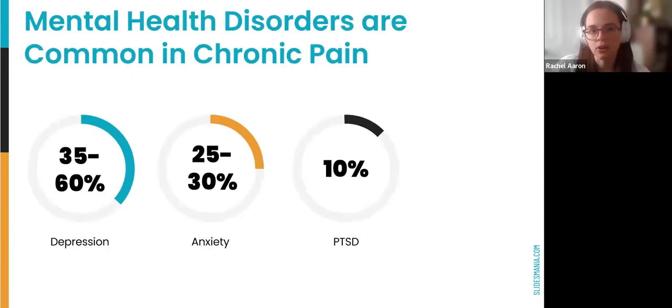In terms of mental health, disorders are very common in chronic pain. So here you can see some ranges and some prevalence rates. We see rates of depression, anxiety, and PTSD that are much higher than the average population.